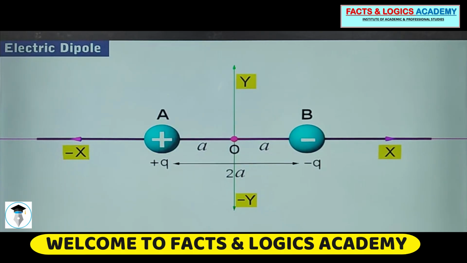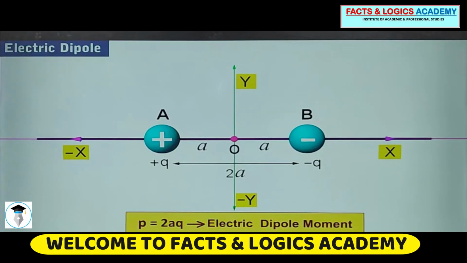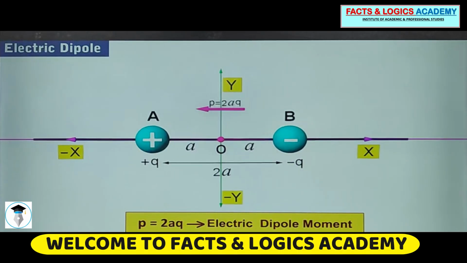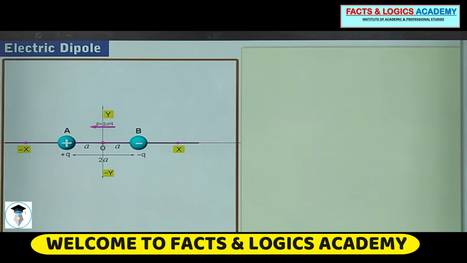The product of the length of the dipole and the magnitude of the charge is called the electric dipole moment P. Here, P is equal to 2aq, which is a vector quantity directed from -q to +q. Let us now obtain the electric field strength E at point D on the axis of the electric dipole, which is at a distance x from the midpoint O of the dipole.